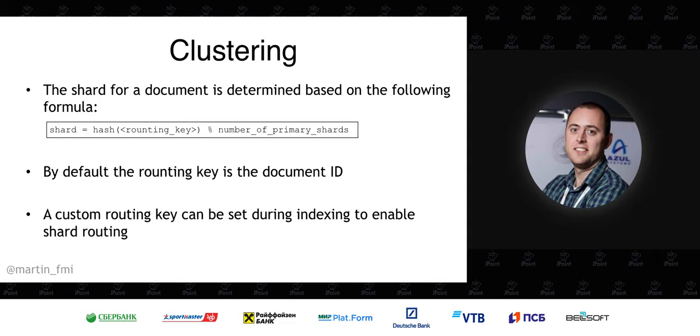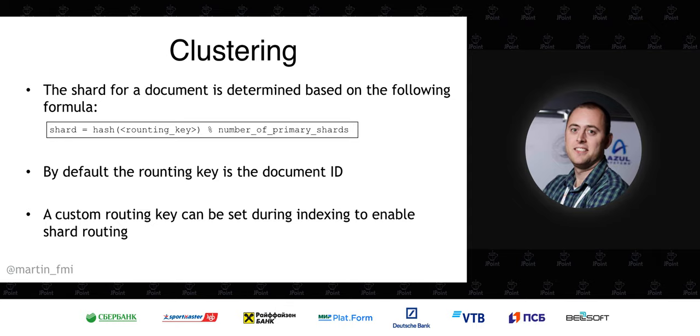As I mentioned, due to that factor, we need to determine the number of primary shards when we create the index upfront, because that's not something we can change dynamically on the fly. When the shard for a particular document is determined, based on that shard number, the document is routed to the proper node in the Elasticsearch cluster, and it gets indexed in the corresponding Lucene index.